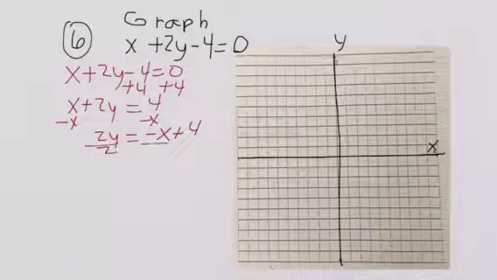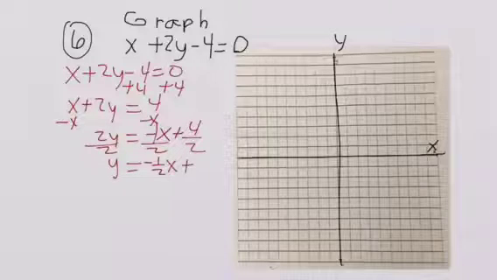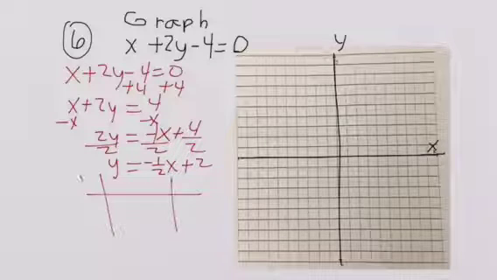Divide by 2, add our 1 in there so that we can see it for our slope, and then divide by 2. So we're going to have y is equal to negative 1/2 x plus 2. We're going to go ahead and do our function table. So we have x and y. We'll do negative 2, negative 1, 0, 1, 2.